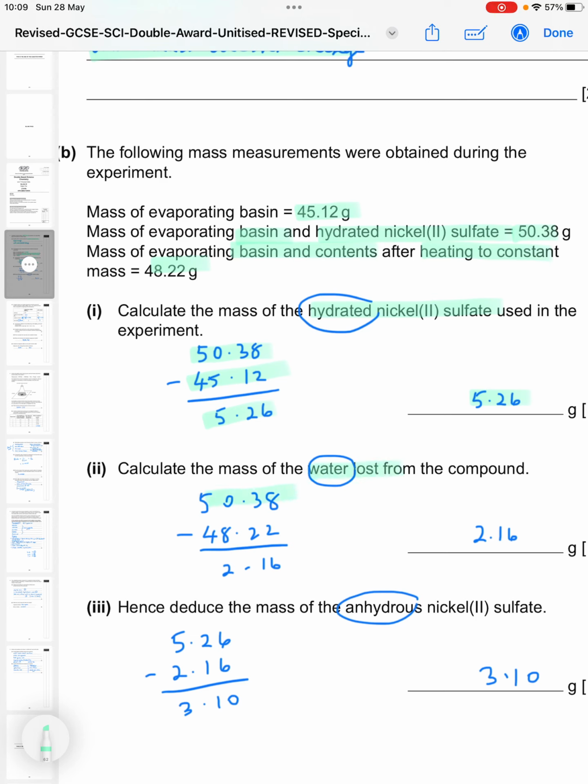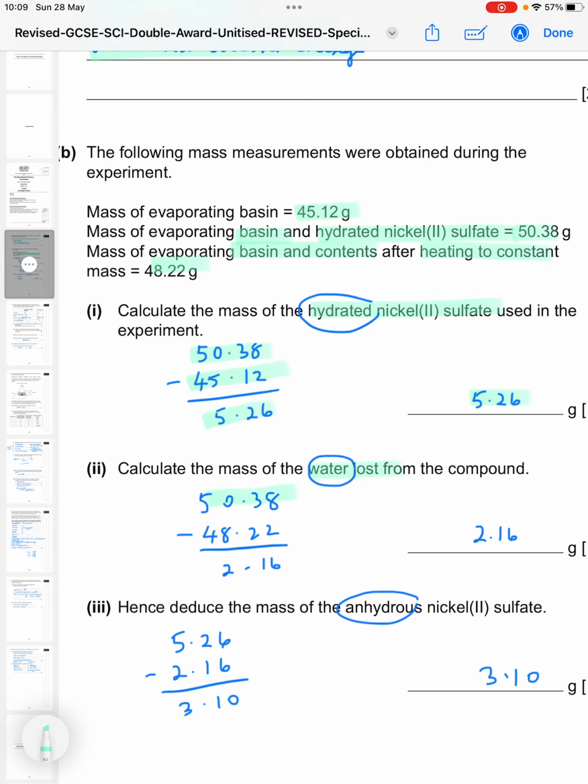Hence deduce the mass of the anhydrous nickel(II) sulfate. So we've got 5.26 grams is the mass of the hydrated nickel sulfate. So the anhydrous nickel sulfate is that 5.26, take away the mass of the water which was lost, which is 2.16, which gives us 3.10 grams.